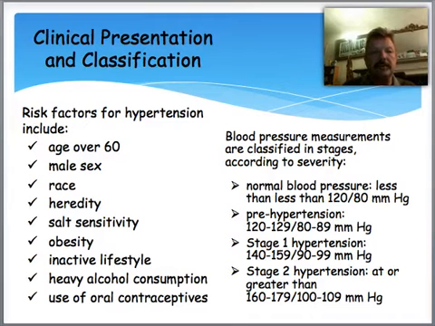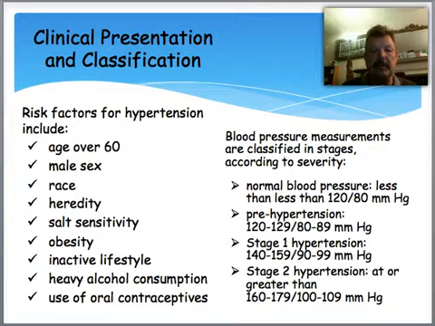Clinical presentation and classifications. Risk factors for hypertension include age over 60, male sex, race, heredity, salt sensitivity, obesity, inactive lifestyle, heavy alcohol consumption, and use of oral contraceptives. Blood pressure measurements are classified in stages according to severity.